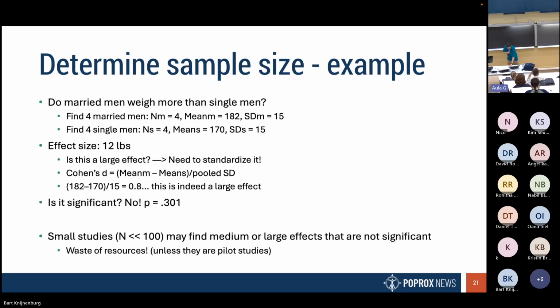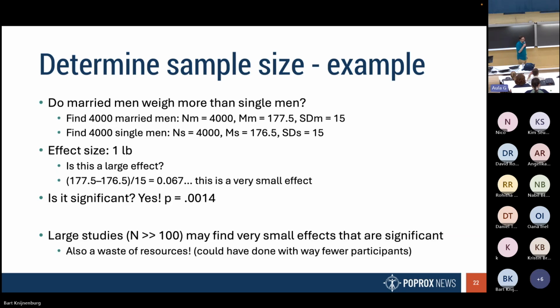Okay, let's do better. We'll do a study with 4,000 men. We'll do the same thing. We'll measure the weight of 8,000 men, 4,000 married men, 4,000 single men. But now let's say in this case, the difference that you find is only 1 pound, right? Is that a large effect? No, it's actually a very small effect, right? But because you did it with 8,000 men, you'll find a significant p-value. So you can write your paper and submit it to a journal and say, look, we found a statistically significant difference between the weight of married men and single men.